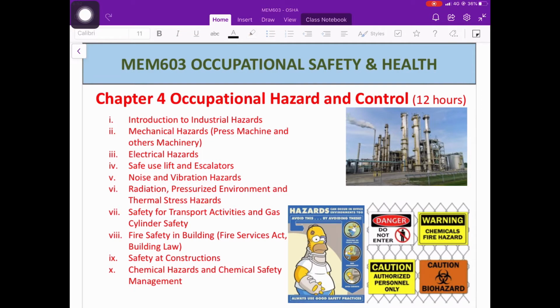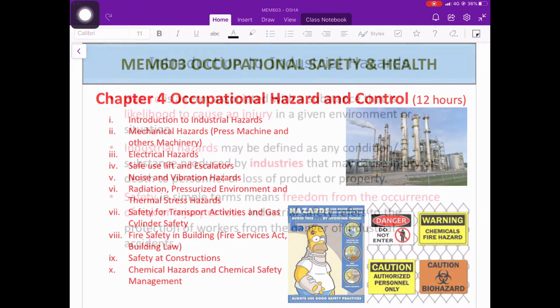hazards, safety for transport activities and gas cylinder safety, fire safety in building including Fire Services Act and building law, safety at constructions, and chemical hazards and chemical safety management.